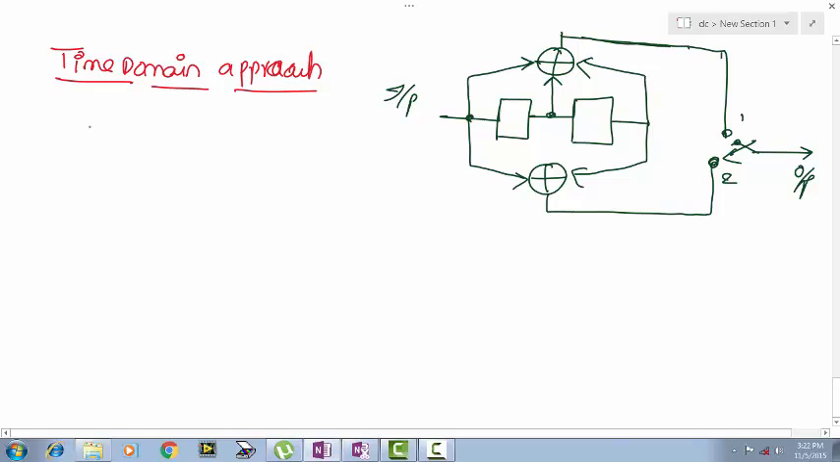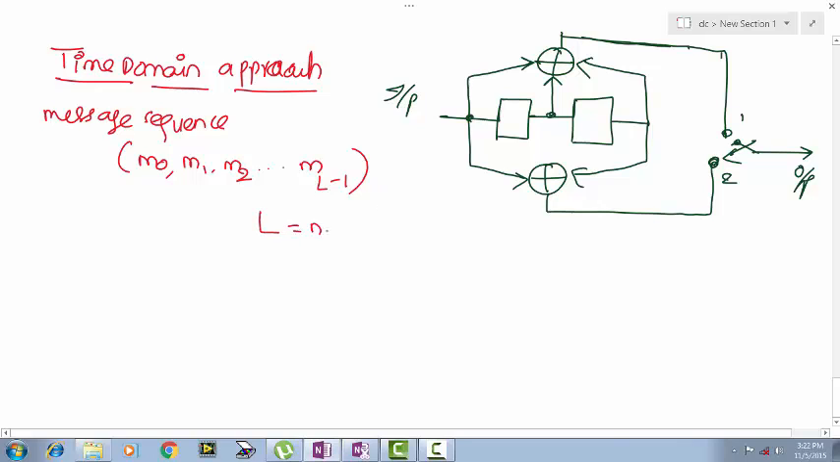So how to encode the message sequence using the time domain approach? What do we require for this approach? Let us denote our message sequence as M0, M1, M2 and so on, up to M capital L minus 1. Here L is the number of bits in the message sequence.